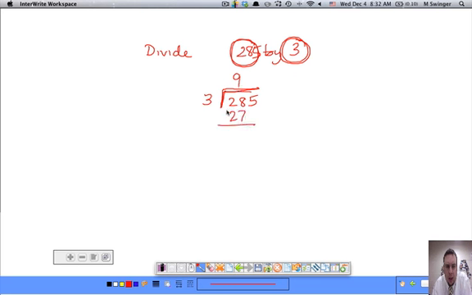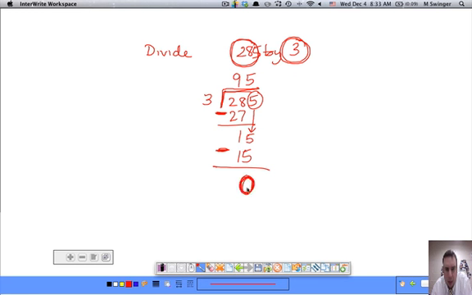And then we take this and we subtract. This is the same process for this big long one, okay? So pay attention to this process. 3 times 9, we put it here, 27, and we subtract. We get 1 left over. Now what? Well, we bring the next number down beside. So now we say, okay, how many times does 3 go into 15? Well, 3 times 5 is 15, and then we subtract again, and this is 0.